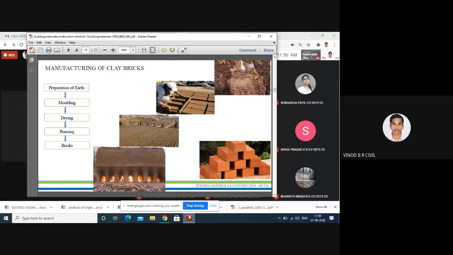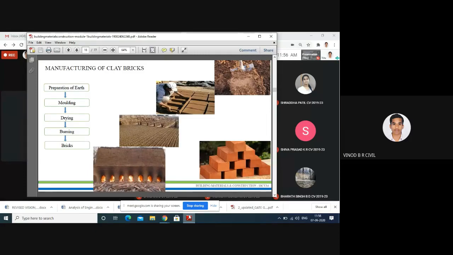Based on the availability of the soil, based on the manufacturing process, that is the molding process, and the next one is what kind of material we use. Based on these categories, we are going to select the burning process. Next one is the final bricks. Bricks we can expect in three categories: first class brick, second class brick, and third class brick.